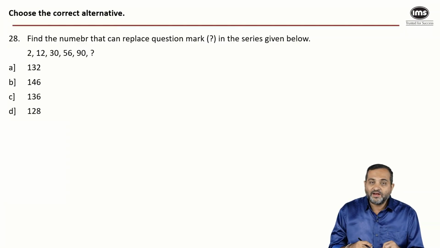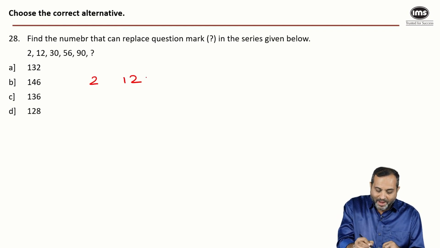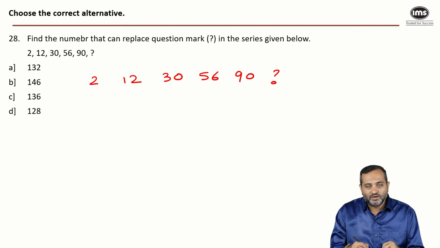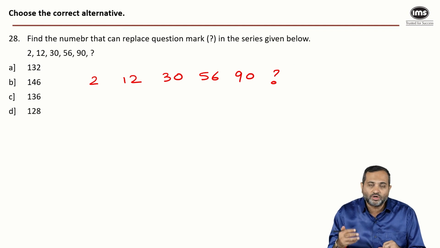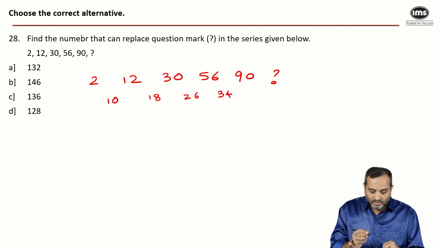Find the number that can replace the question mark. So what are the numbers here? 2, 12, 30, 56, 90, and then I want to find the next number. Whenever you're looking at questions on series completion, you should always first look at the difference. If the difference does not work, think of something else. So let's look at the difference. The difference is 10, 18, 26, 34. Do you see?